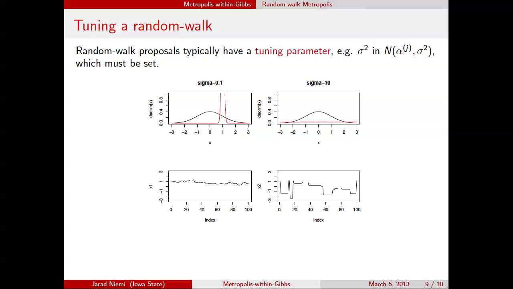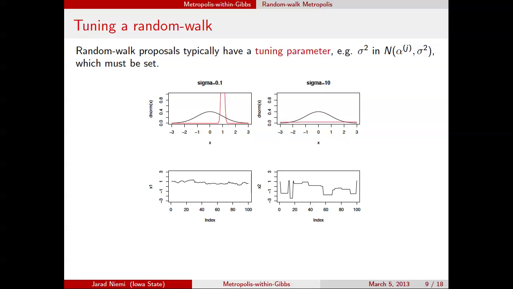In contrast, now we have a huge variance in our proposal distribution, to the point where the red line here, which is the density for that proposal distribution, centered at 1, looks almost uniform. It looks extremely flat. So the problem with this proposal is you're going to propose lots of values that are really far away from the target distribution.